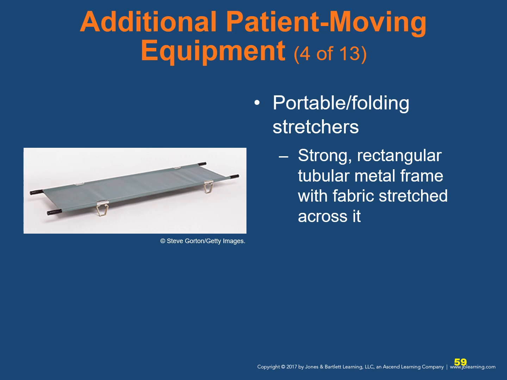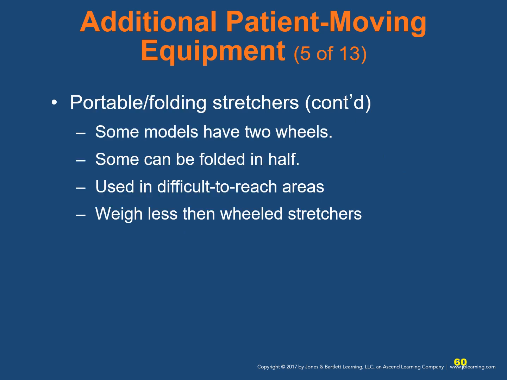These are stretchers with a strong rectangular tubular metal frame with rigid fabric stretched across it. Some models do not have a second frame or an adjustable undercarriage. Some models do have two wheels that make it easier to move the loaded stretcher, and some models can be folded in half for storage. These are used in areas that are difficult to reach or when a second patient must be transported on the squad bench. They weigh much less than wheeled stretchers. Because most models do not have wheels, your team must support all the patient's weight, equipment, and the stretcher itself.